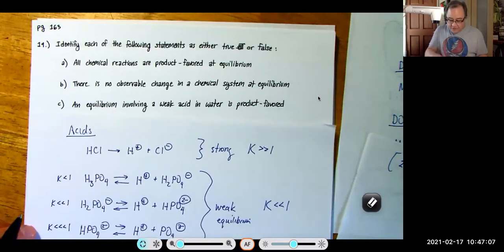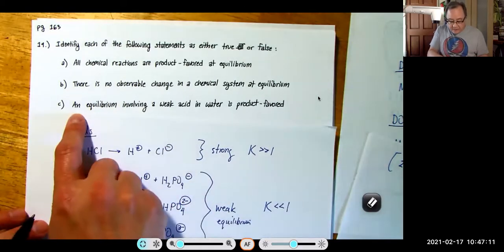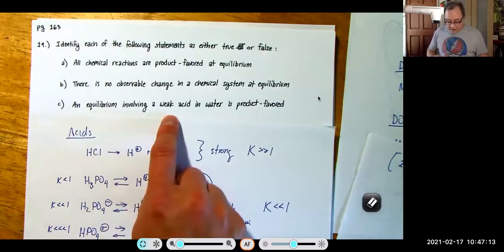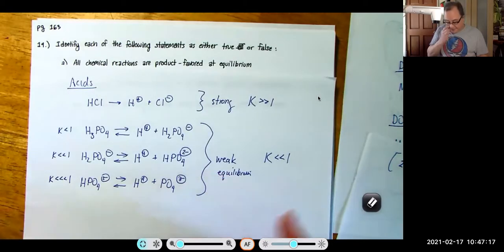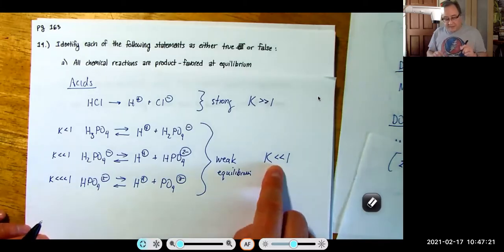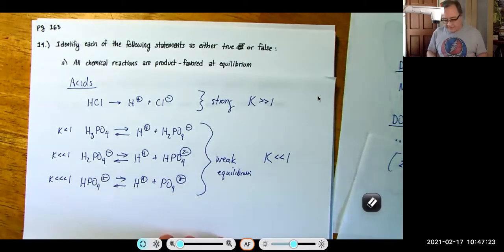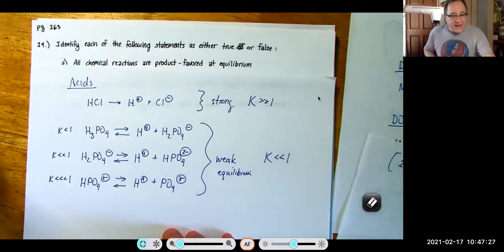Okay, so there's no observable change. An equilibrium involving a weak acid and water is product favored. Well, what have I told you about weak acids? K is much less than 1. So what does that mean? Product or reactant favored? Reactant favored. Weak acids are reactant favored.